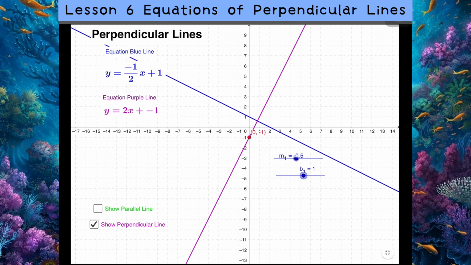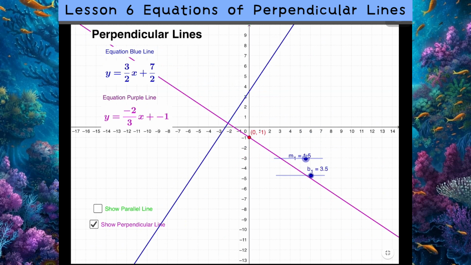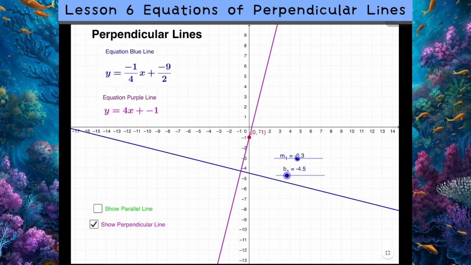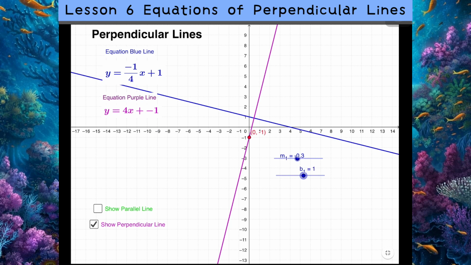If I want to change the C, let's say the blue line, you see, I change the C, it doesn't affect. If I change the C, the gradient of the line doesn't change, okay? The slope is not changing.